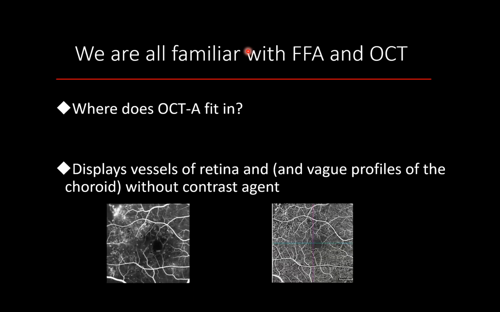We are all familiar with fluorescein angiography and OCT, and we discussed a little bit about these techniques before. But where does OCTA fit in? OCTA, or OCT angiography, displays the vessels of the retina and vague profiles of the choroid without a contrasting agent, which, in the current climate, is extremely important both for the patient and for us to be able to keep looking after our most vulnerable patients.